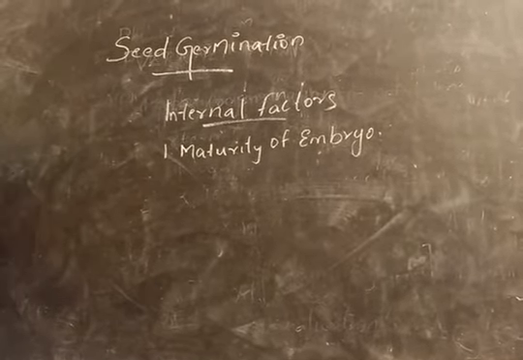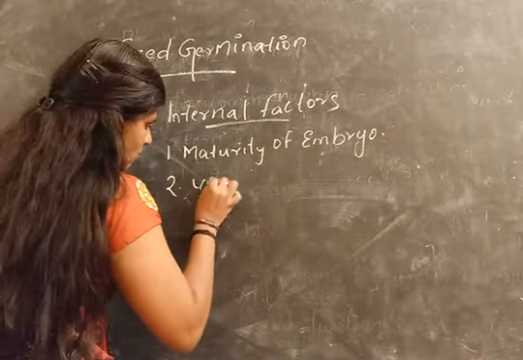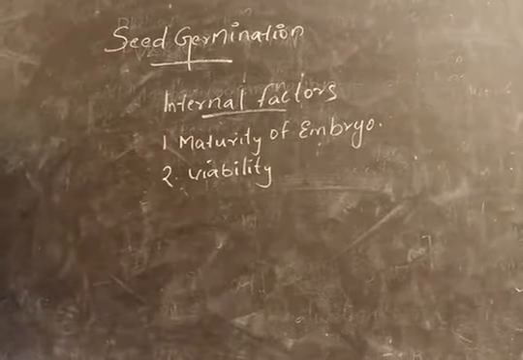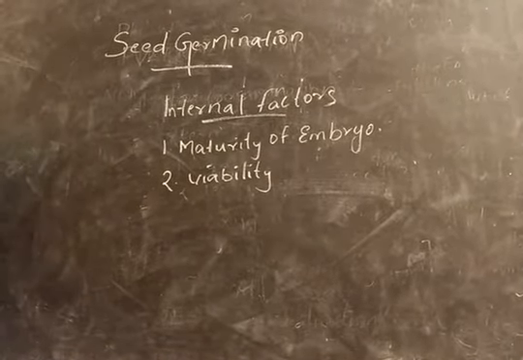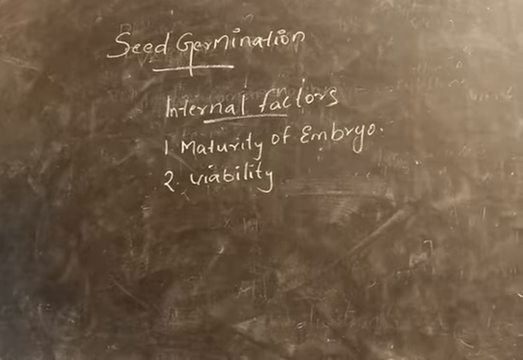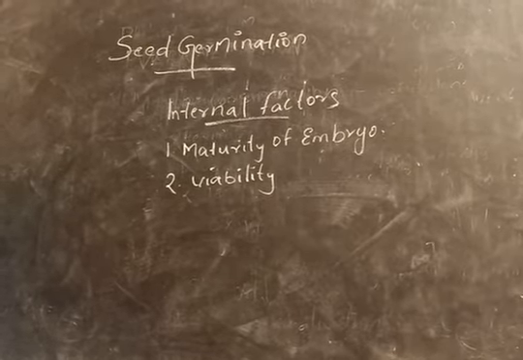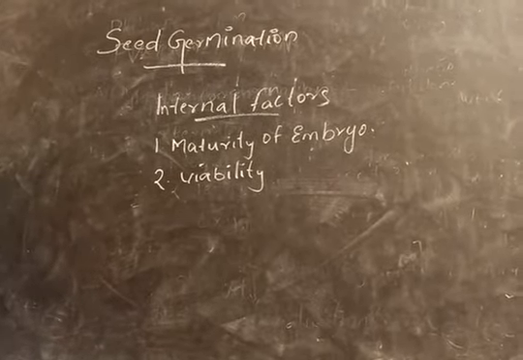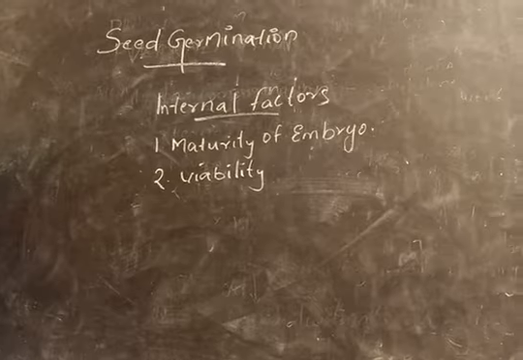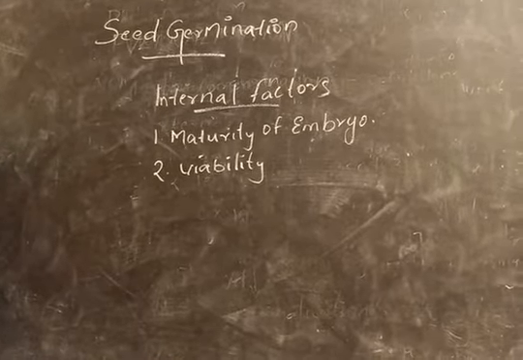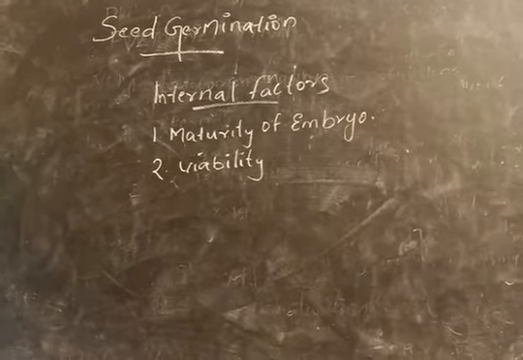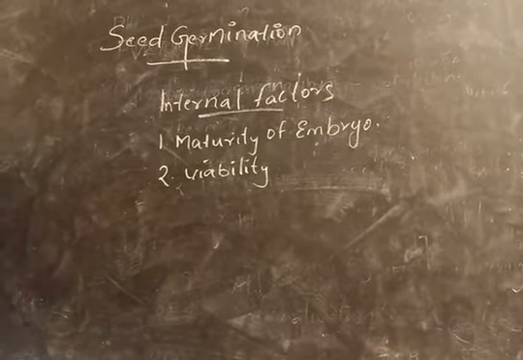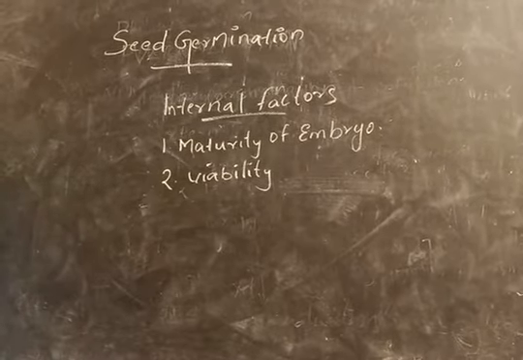Then viability. Second internal factor is viability. Usually seeds remain viable for a particular period. The viability of seeds may differ for different plant groups. A seed can be viable from a few days to more than 100 years. So viability plays an important role in seed germination. Seeds germinate only within that viability period.